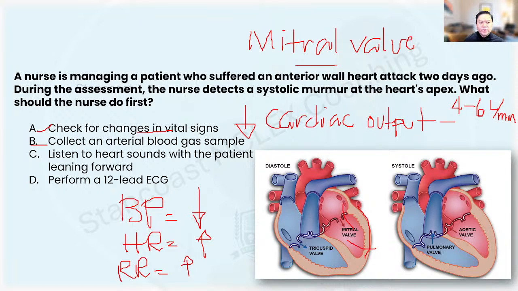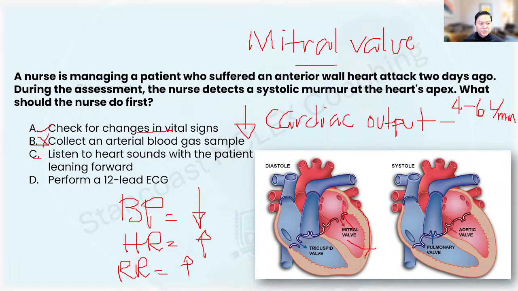Well, the arterial blood gas can be useful whenever we have a problem in a patient's kidney function or respiratory function. It can help us determine if there is metabolic acidosis or alkalosis, or respiratory acidosis or alkalosis, but it doesn't really help in diagnosing the heart murmur. So we are going to eliminate the letter B.